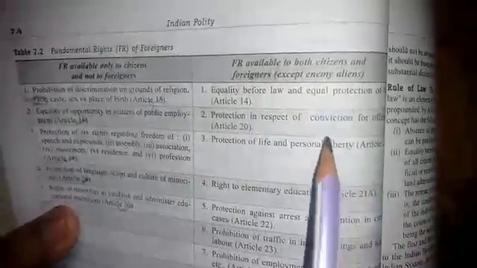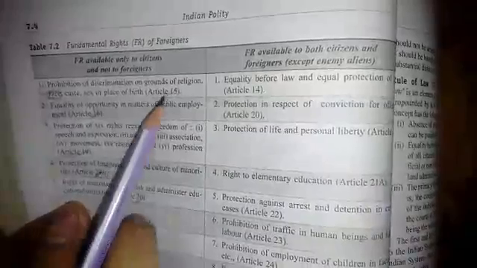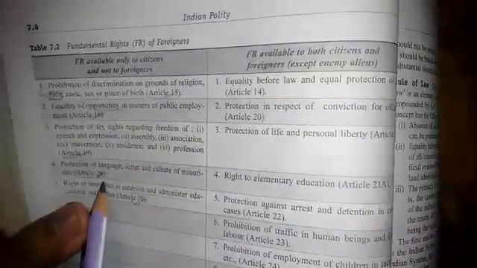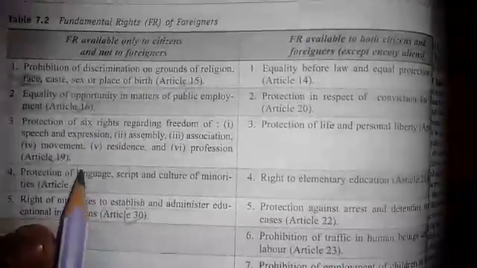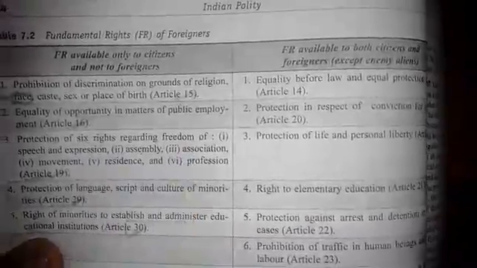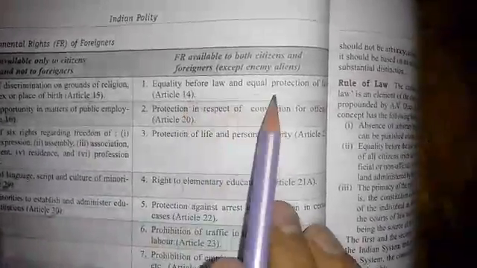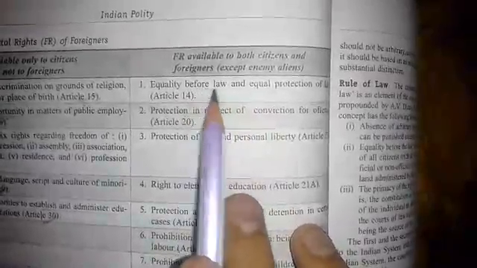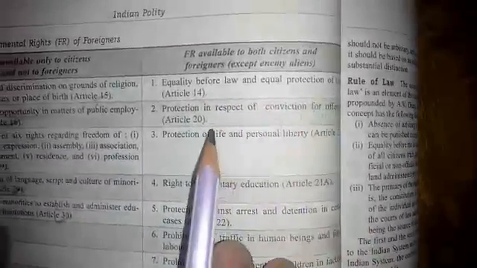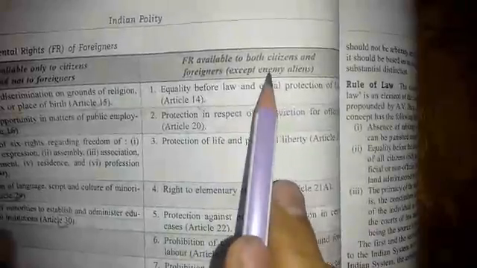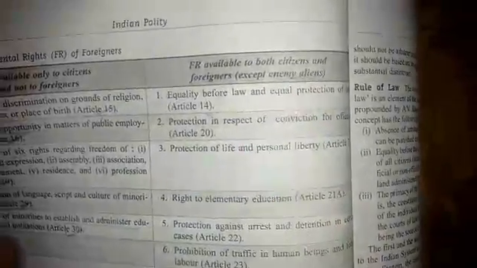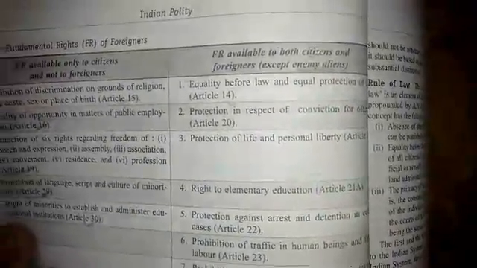Whatever fundamental rights apply, except Articles 15, 16, 19, and 20, what are they? Article 14, equality before law and equal protection of law, is there for foreigners also, except enemy aliens.